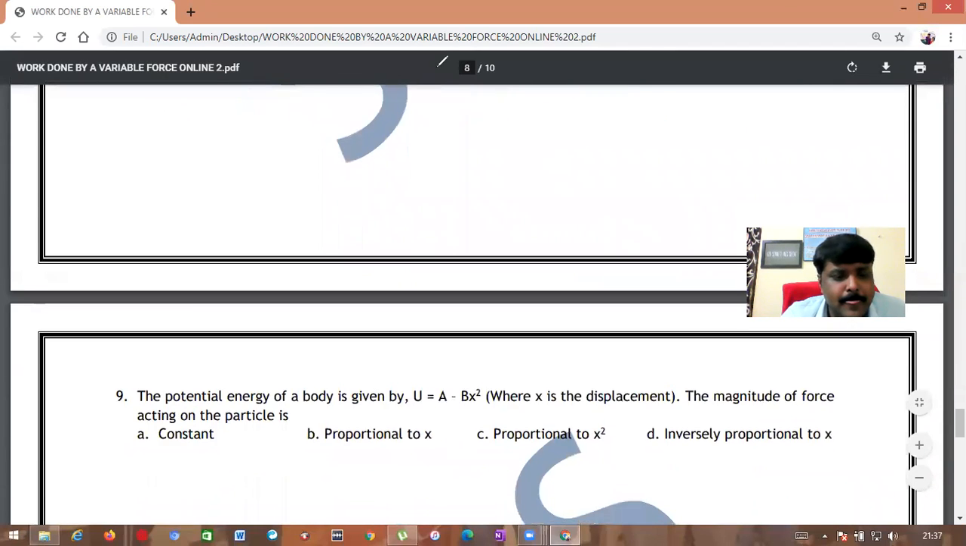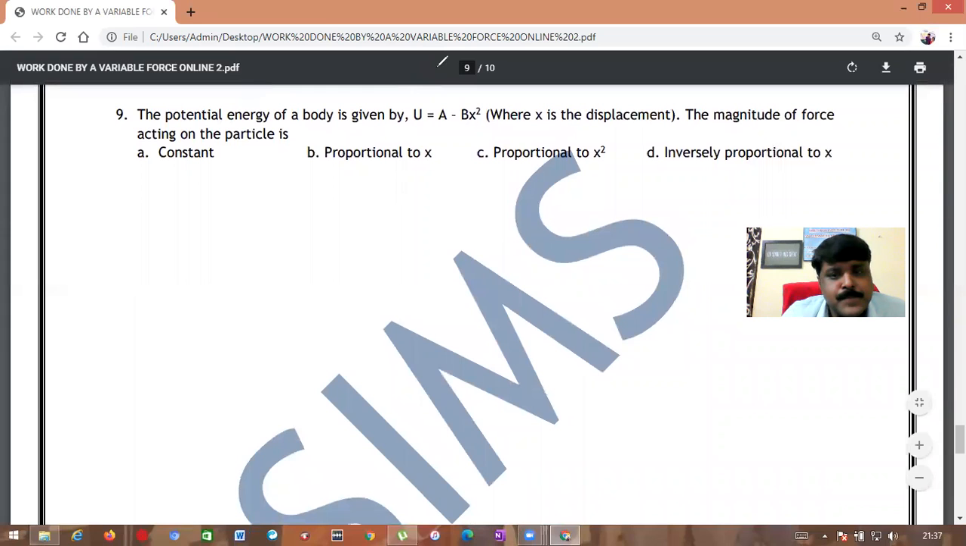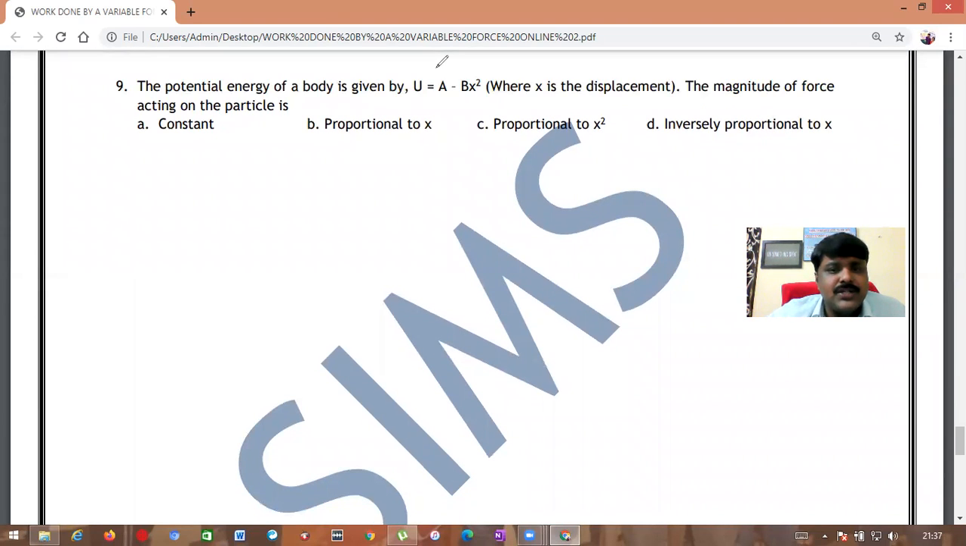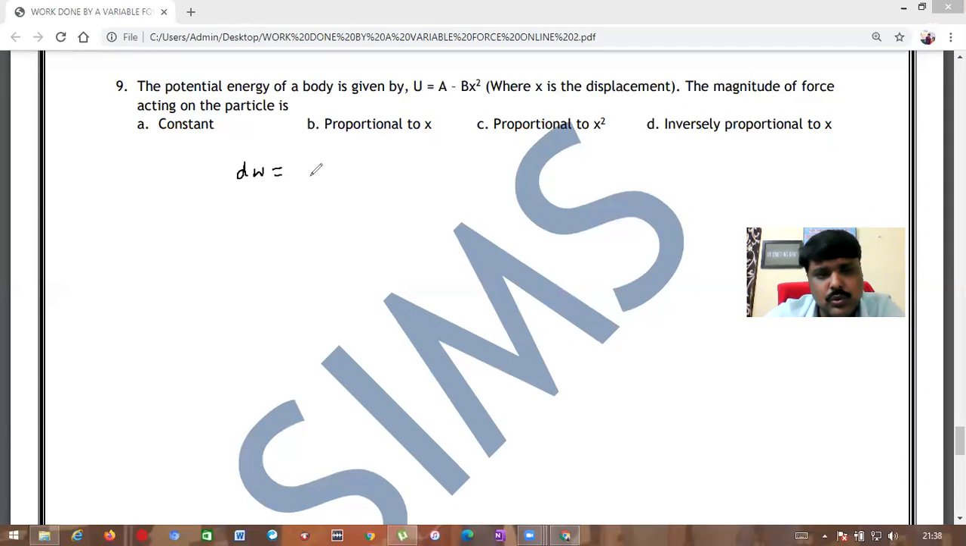Next numerical. The potential energy of a body is given by U equals A minus Bx square. The magnitude of the force acting on the particle is constant, proportional to x, proportional to x square, or inversely proportional to x. Let us see. Actually, we write generally the small work done dW equals F into dx. That means the small potential energy dU equals F into dx, or by sending the dx to this side, we get F equals dU by dx.